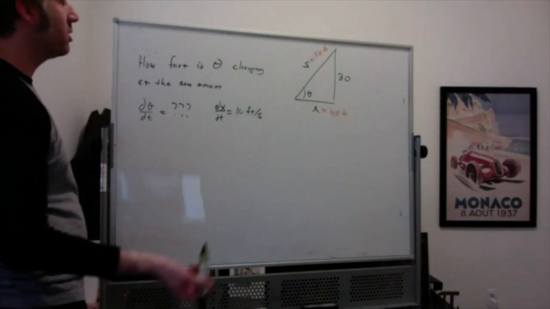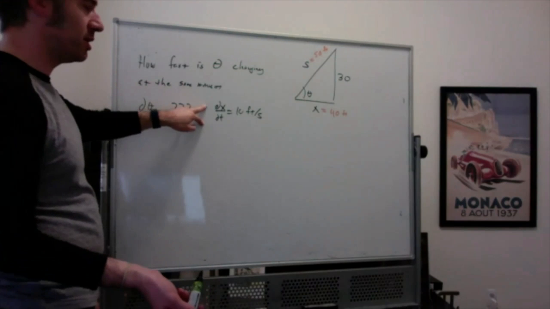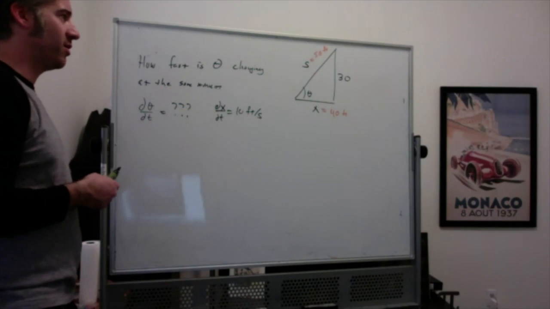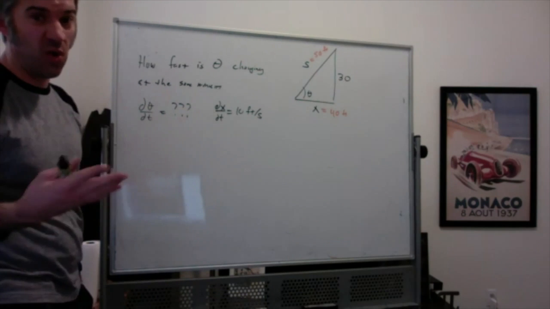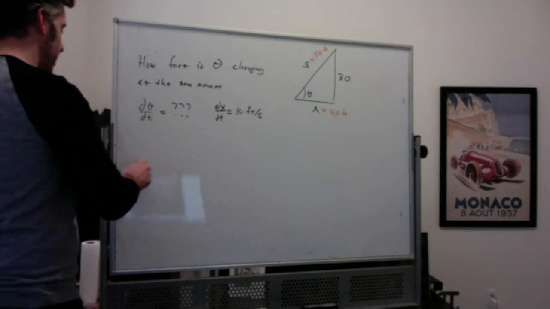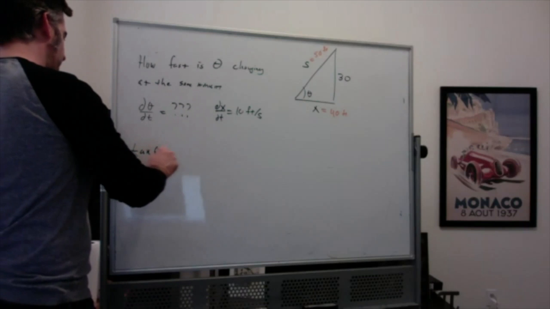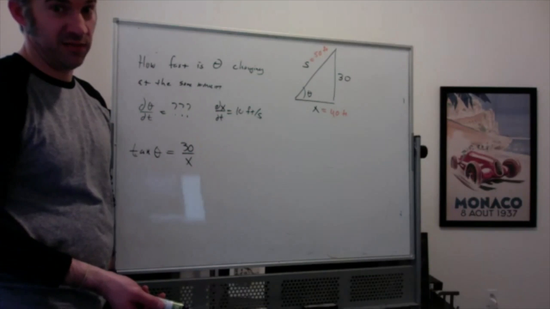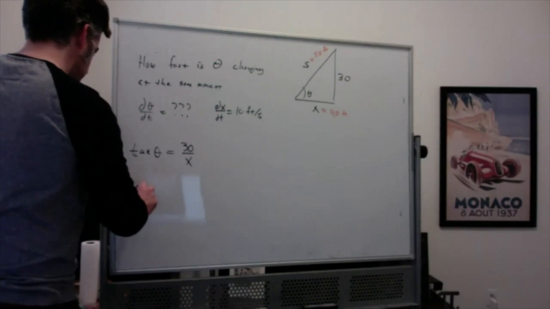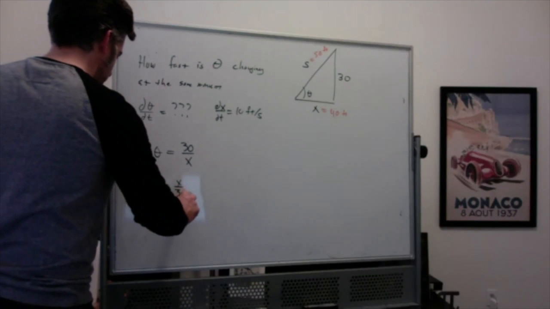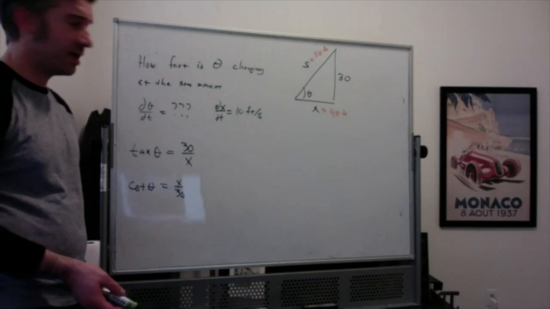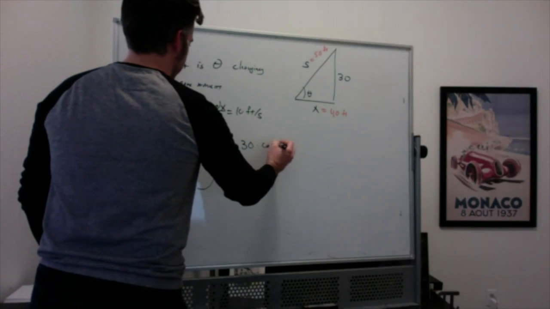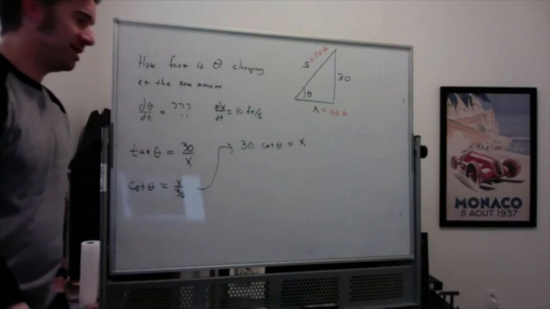So usually if you're trying to find how theta is changing, you know how x is changing, the most typical way of trying to write an equation is to write an equation that involves theta and x and no other variables. So I would really prefer to say that tangent of theta equals 30 over x. I'd actually really prefer to say that cotangent of theta equals x over 30. So I'd rather differentiate x over 30 than 30 over x. In fact, I'd really rather say that 30 times cotangent of theta is equal to x. It seems like it's going to be the nicest.